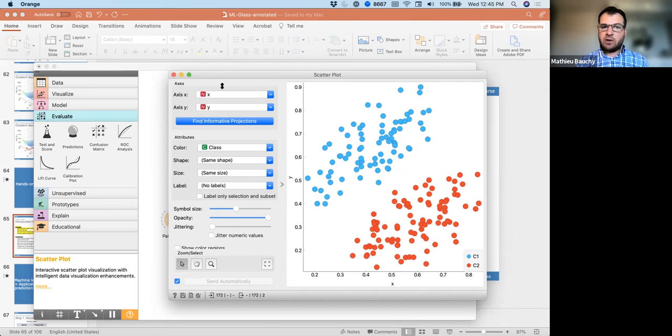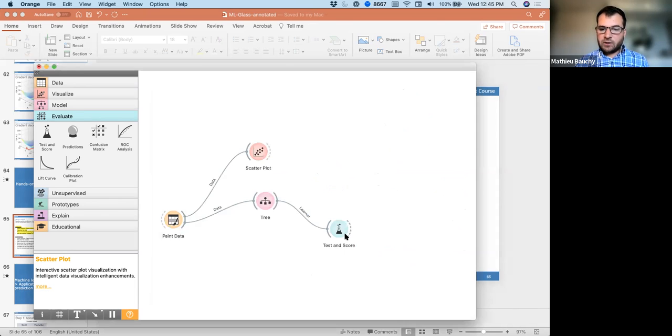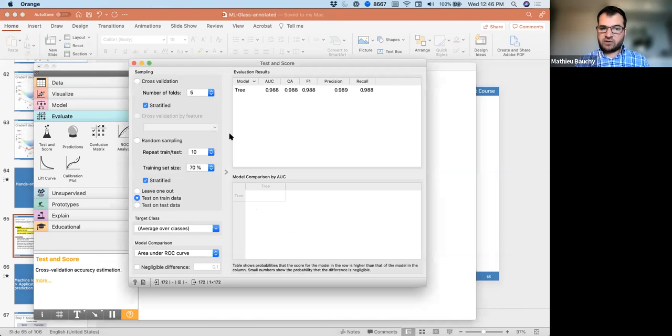So for this, what I'm going to do is take the Test and Score widget here. I'm going to connect it to the true data, and I'm connecting it to the model. That way, this Test and Score is going to be able to compare the prediction from the model with the true data that we use to train the model. So let's see what it looks like.